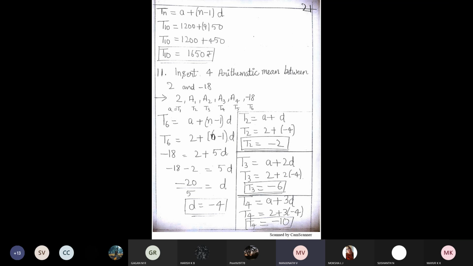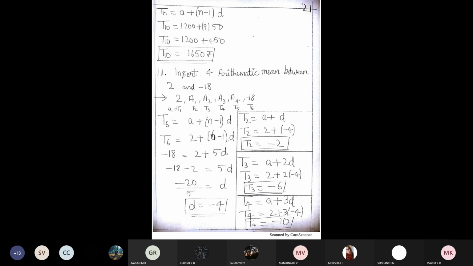Write down this. 2 and minus 18. First number is 2 and the last number is minus 18. You got my point? Please write down 2. There are 4 arithmetic means, they say: A1, A2, A3, A4, and then minus 18. Inserting 4 arithmetic means, we get 4 AMs.